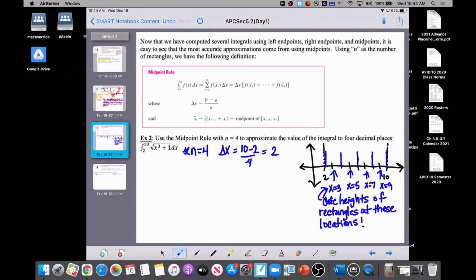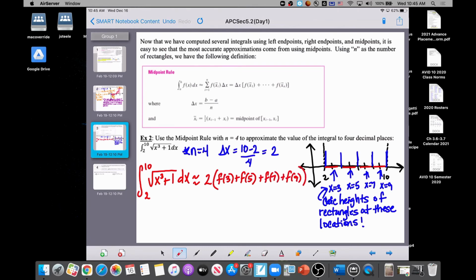Okay, so then our integral, we're going to use our calculus notation now. So our integral from 2 to 10 of the square root of x cubed plus 1 dx is going to be approximately equal to, because again, we're estimating it with rectangles. We know our delta x is 2 for all of our rectangles, right? They're all going to be 2 units long here. So 2 times, and then we just have to calculate those heights. So f of 3 plus f of 5 plus f of 7 plus f of 9.